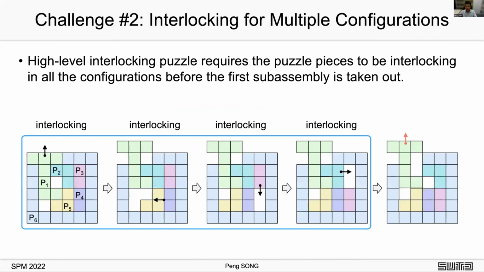The second challenge is to ensure that the puzzle pieces are interlocking in all the configurations before the subassembly is taken out. Look at the 4 puzzle configurations on the left. In each of them, there is no removable puzzle piece or subassembly.